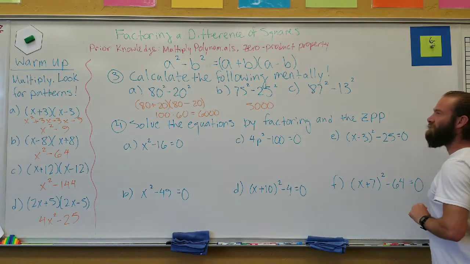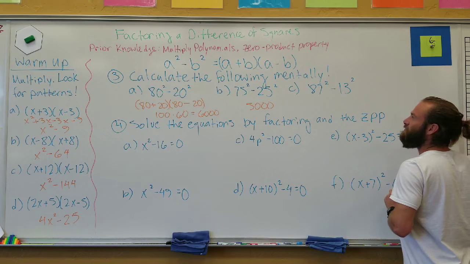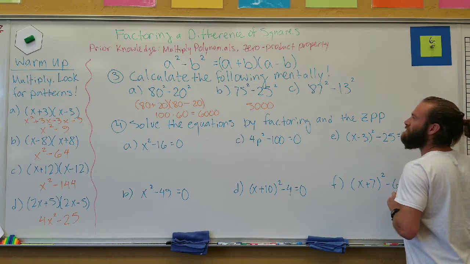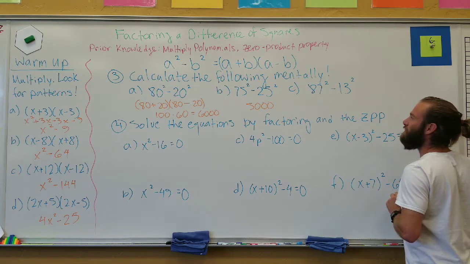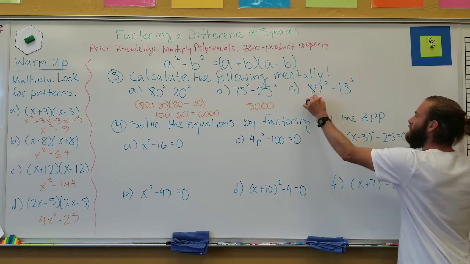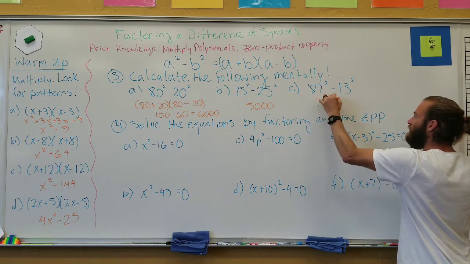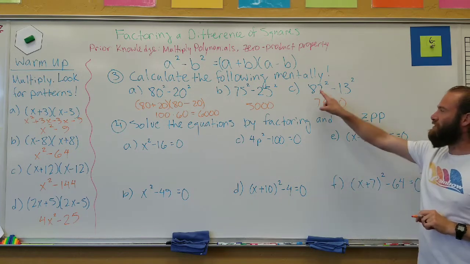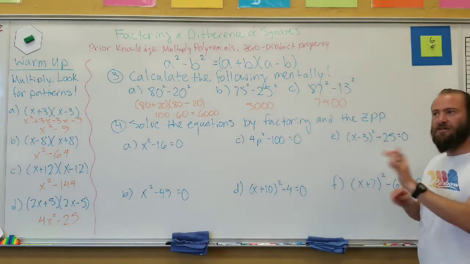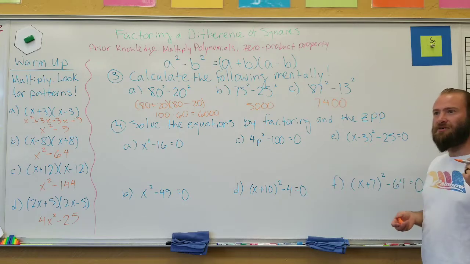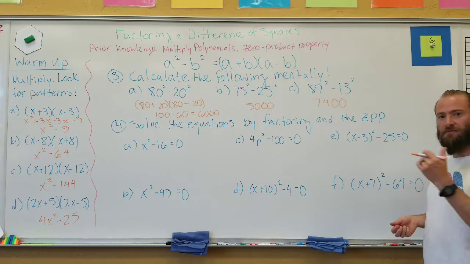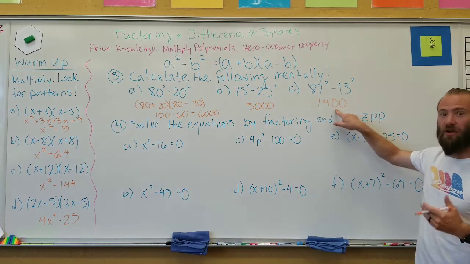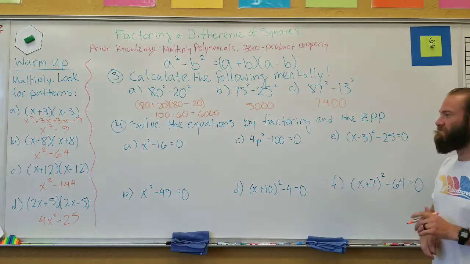Now see. You should have 7,400, because 87 plus 13 is 100, and 87 minus 13 is 74. And 100 times 74 is 7,400.